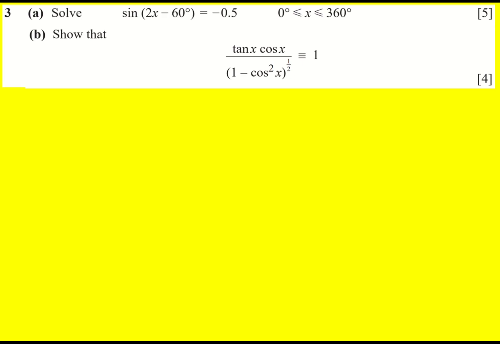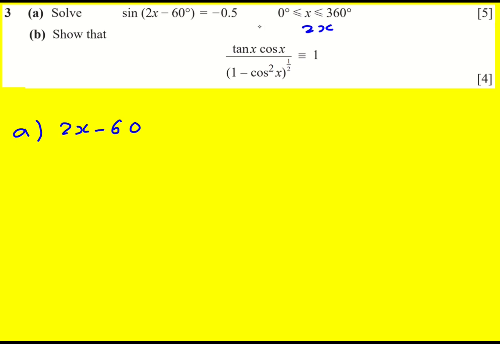Solve sine of 2x minus 60 equals minus 0.5. So what we're going to do is find all of our values for 2x minus 60 and then add 60 and divide by 2. The only thing we've got to be careful about is the range of values. So what we can do is change the range for the 2x minus 60.